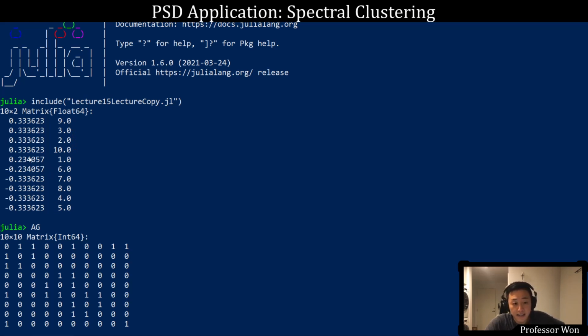Okay, and it says in the notes that if you have a tie, you can break the tie however you want. I think in the notes, it's just broken as 2, 3, 9, 10. It's done in numerical order, but this is just what I'm getting out of Julia. So it doesn't matter how you do it.